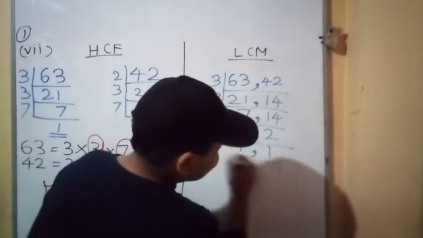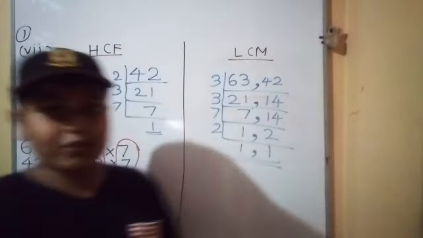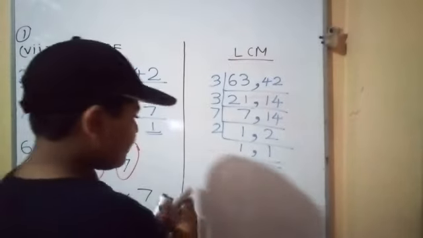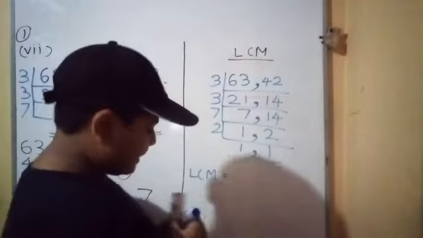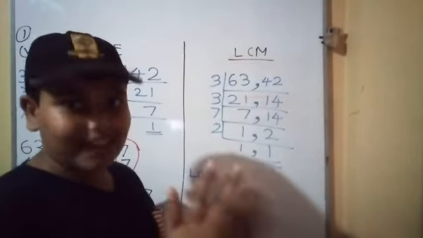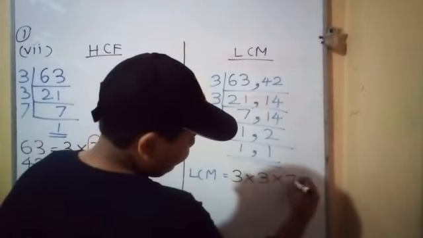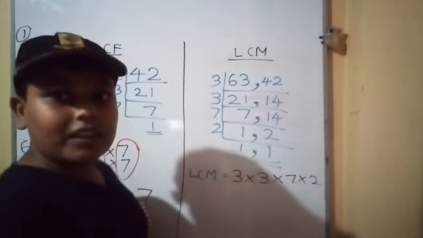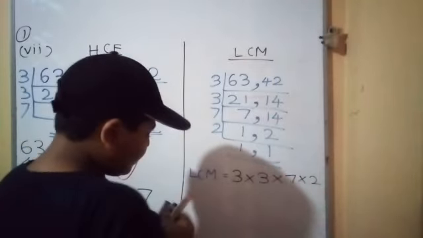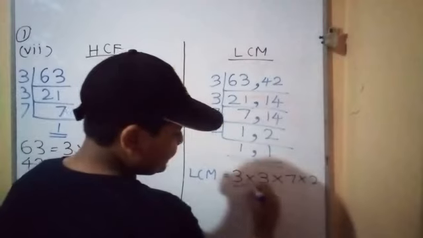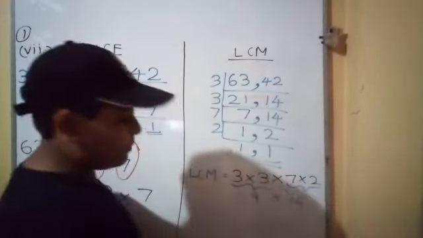Divide by that LCM. So write that. What is the LCM? Write this and multiply: 3 multiply 3 multiply 7 multiply 2. Now what is the answer? Now 3 multiply 3 is 9, and 7 multiply 2 is 14.